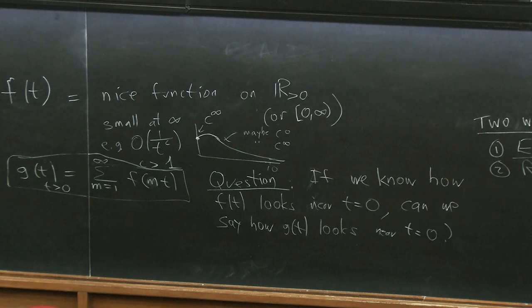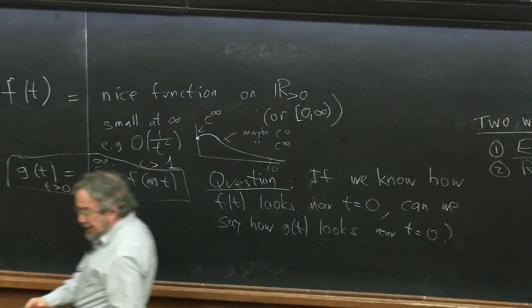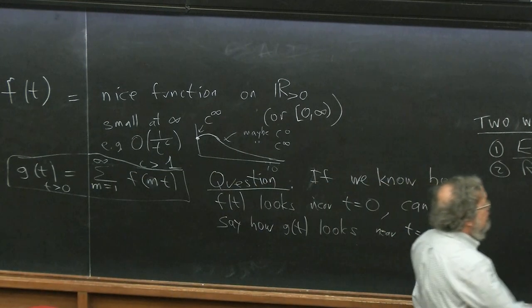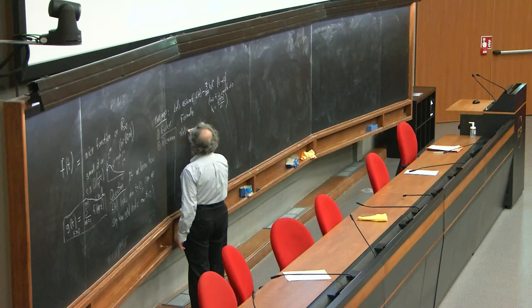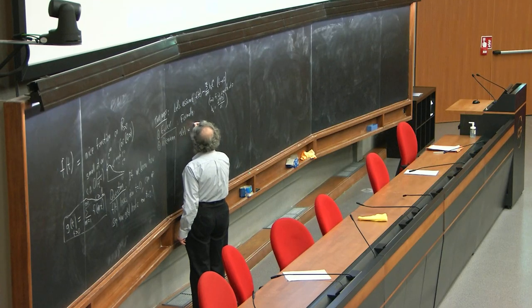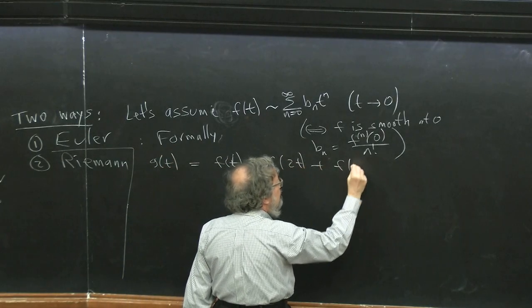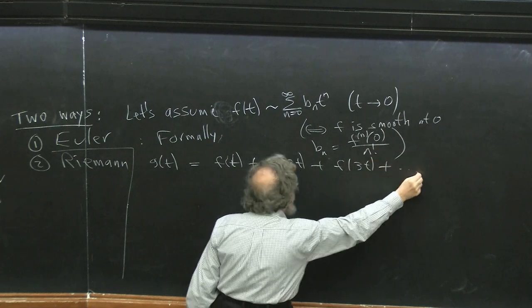And then, of course, by Taylor's theorem, bn, we know exactly what it is. It's simply the value at zero of the nth derivative of f divided by n factorial. So now, formally, what do I have? G of t is the sum. So it's f of t plus f of 2t plus f of 3t, etc.